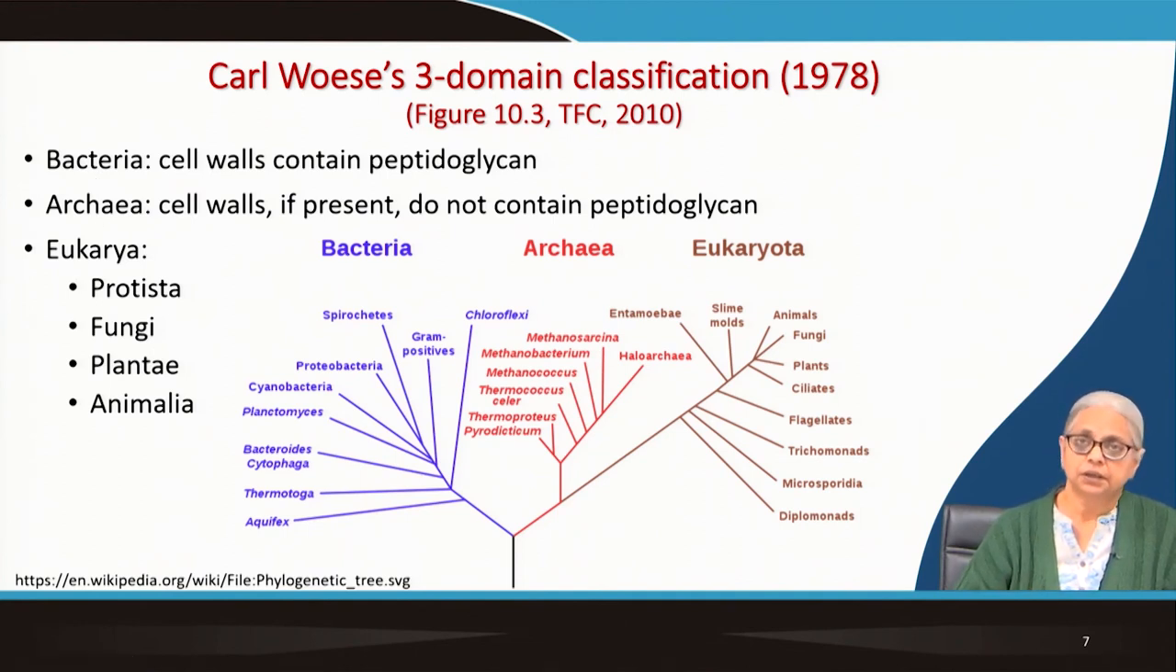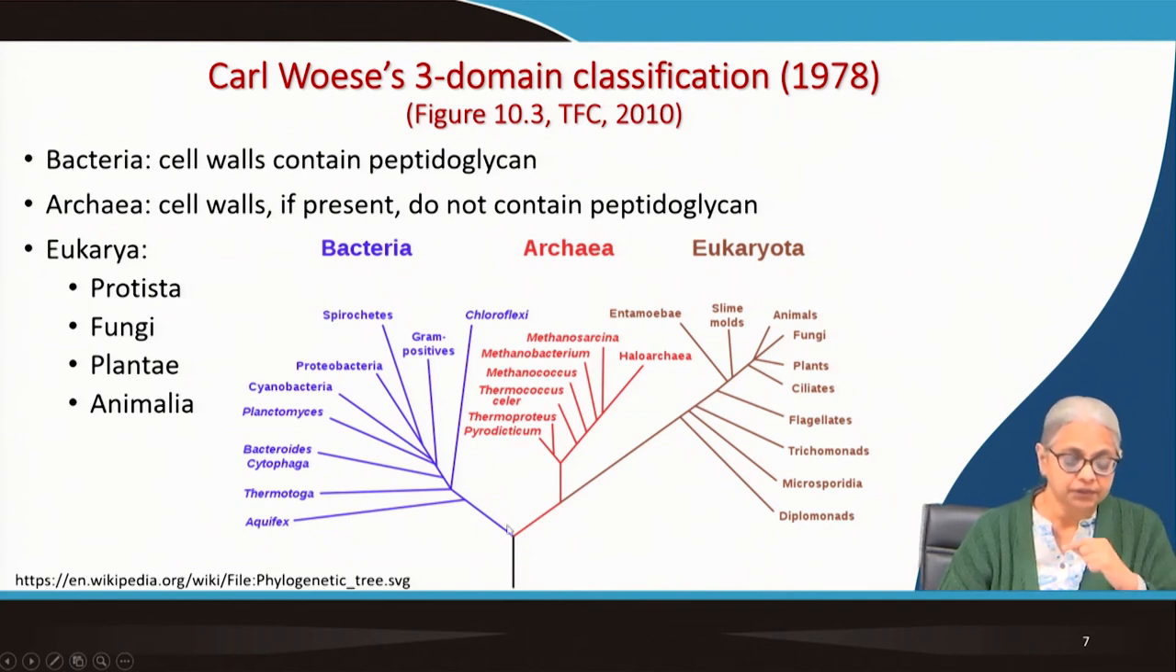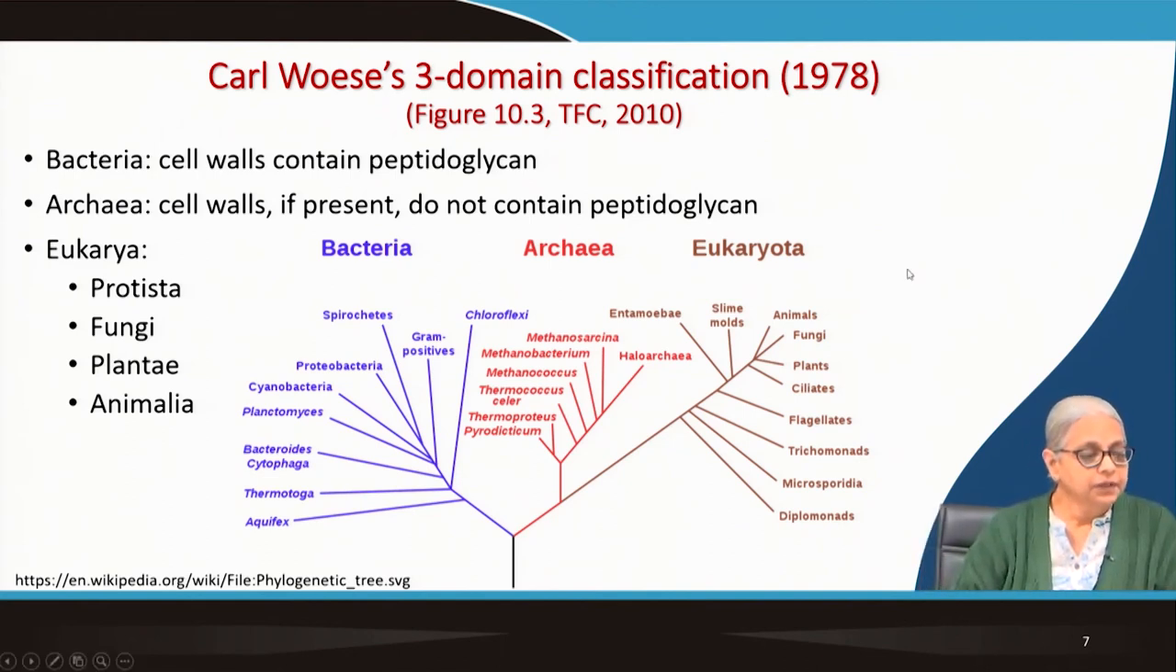So bacteria and archaea are both prokaryotes, while the eukarya by definition are eukaryotes. Based on ribosomal RNA sequencing, they have come up with this tree of life, the phylogenetic tree, where you have the last universal common ancestor at this point. Based on the ribosomal RNA sequencing, there are three major branches. So these are the three domains: bacteria, archaea, and eukarya.